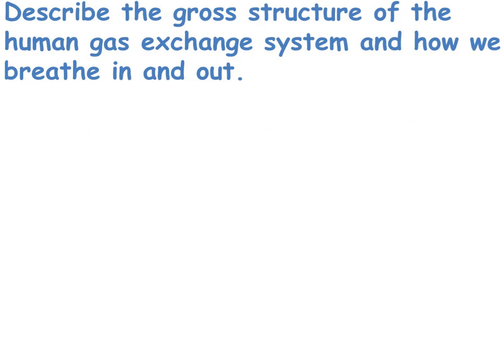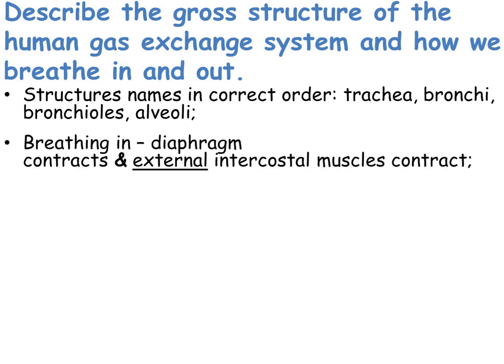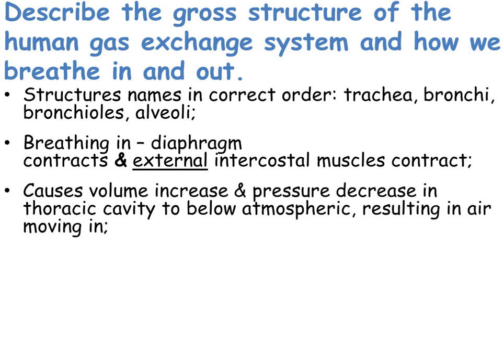Describe the gross structure of the human gas exchange system and how we breathe in and out. So structures named in the correct order are trachea, bronchi, bronchioles, and then alveoli. And when you breathe in, the diaphragm contracts and flattens, and the external intercostal muscles contract. Therefore, the rib cage will move up and out.